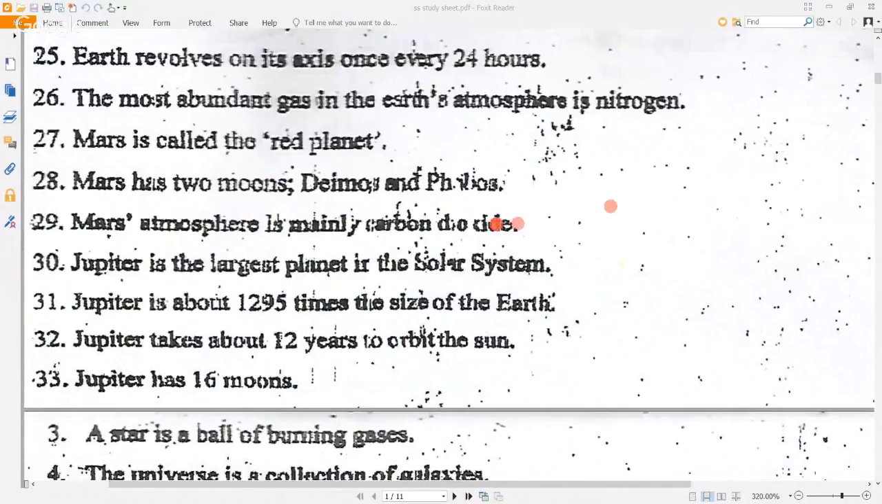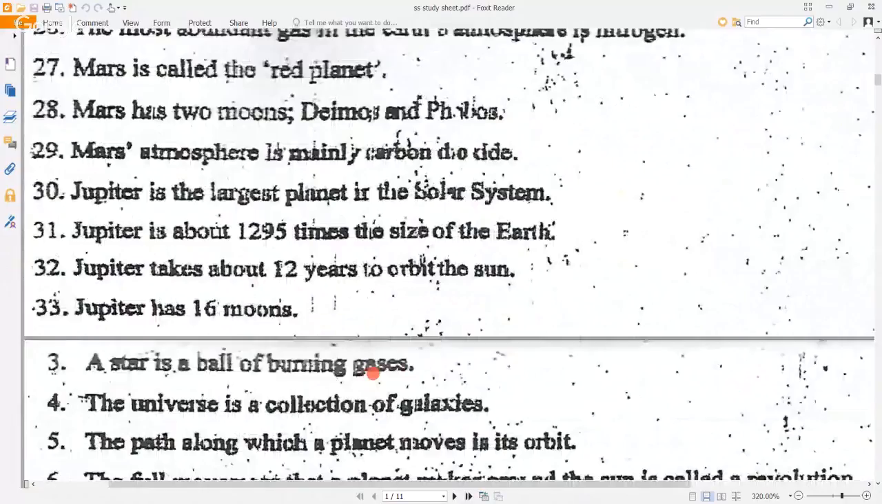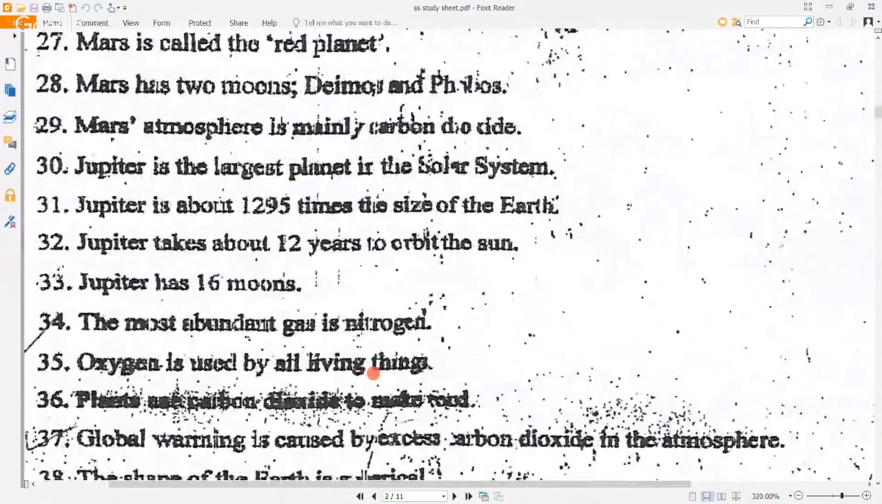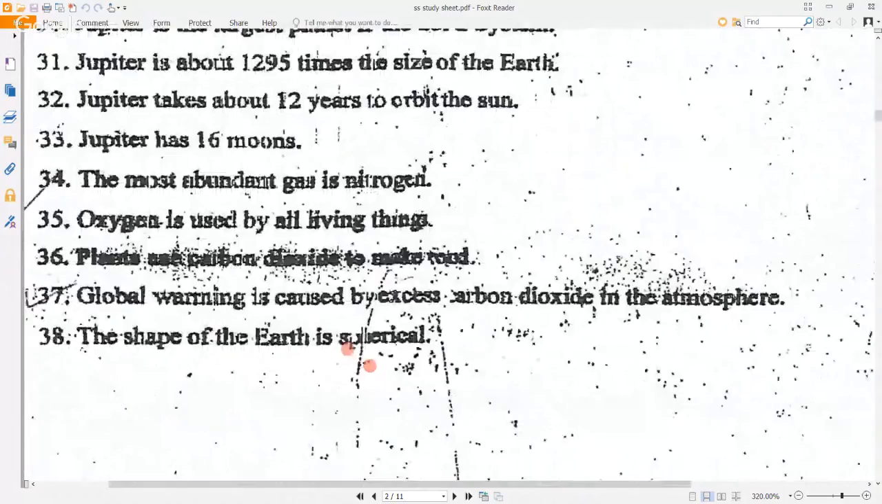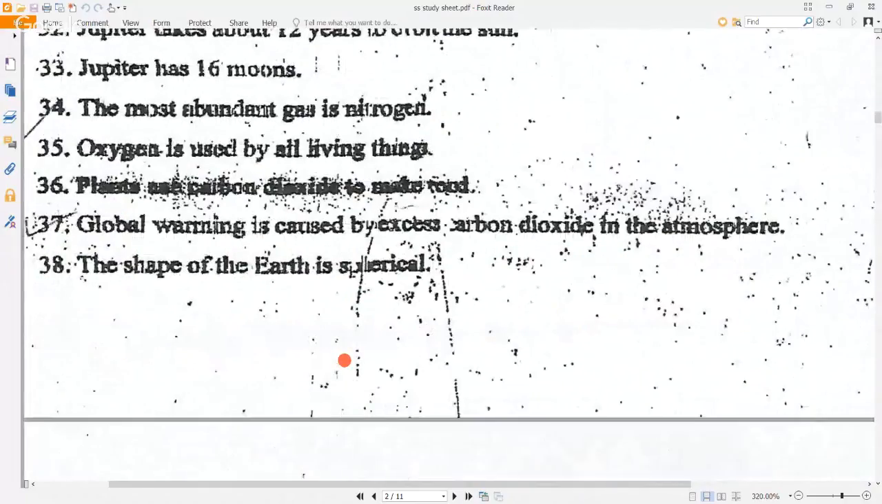A star is a ball of burning gases. The universe, we did these already. Let's go past that. So, the most abundant gas is nitrogen. Oxygen is used by all living things. Plants use carbon dioxide to make their food, right? Global warming is caused by excess carbon dioxide in the atmosphere, and the shape of the Earth is spherical.